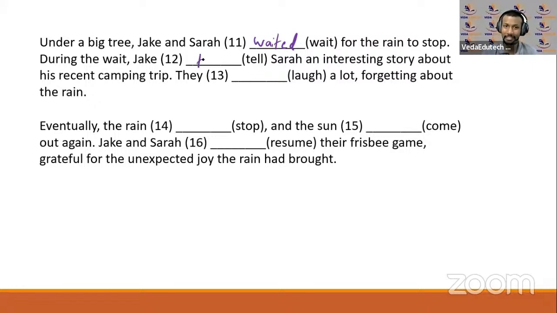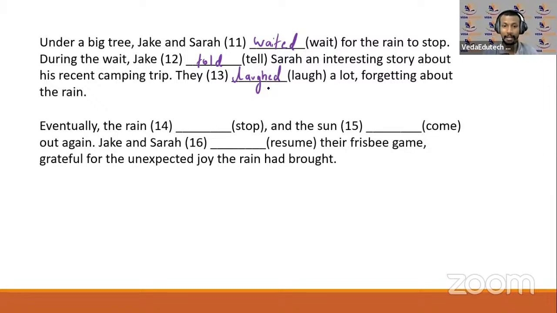Yes, very good. Told Sarah an interesting story about his recent camping trip. They laughed a lot, forgetting about the rain. Past form of laugh? Yes, laughed. Laughed, is it regular or irregular? It is regular. Ed forms, right? Tell, told, right? That is irregular.